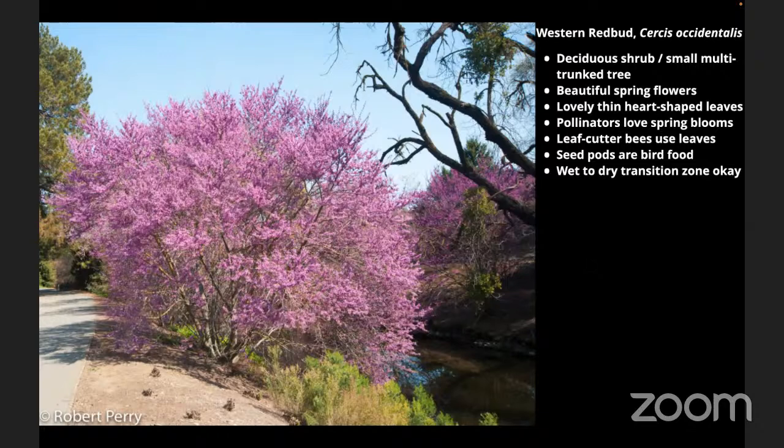Love these leaves because they're relatively thin. And then they kind of use that pulp to build their nests. The seed pods then mature into bird food. They become bird feeders. And these can also be happy in kind of a wet to dry transition zone, or it can be drier, or it can even take a little bit more regular water.